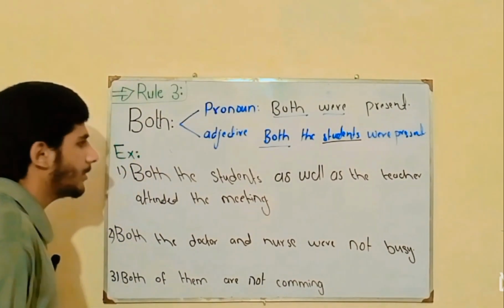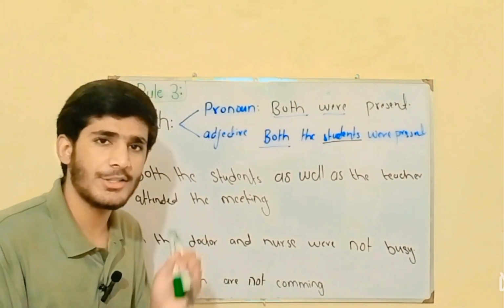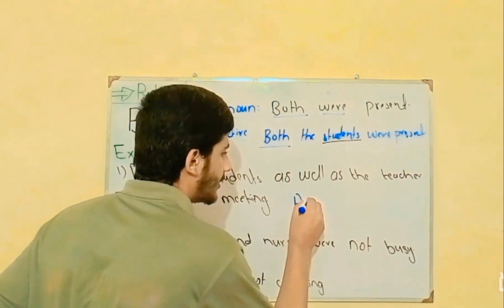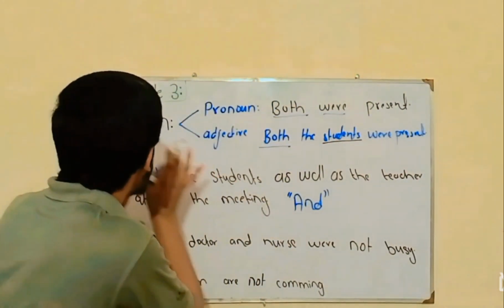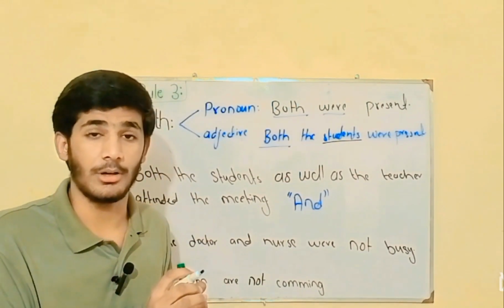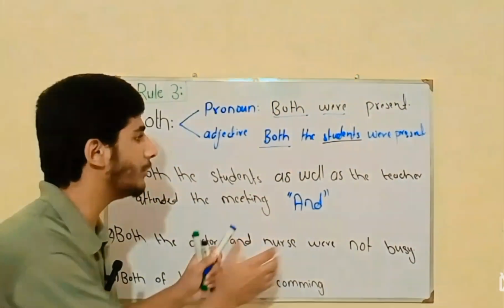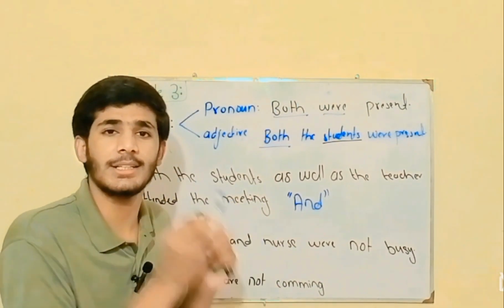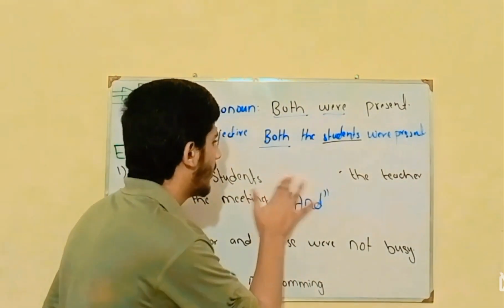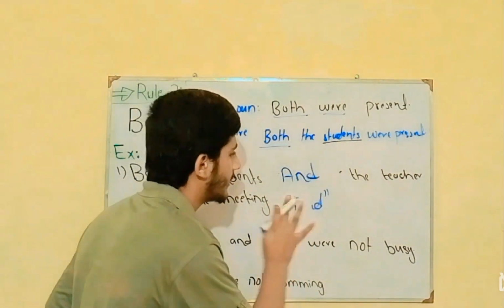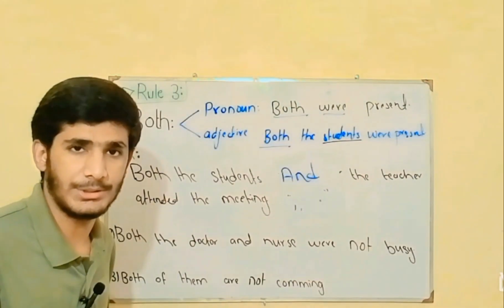First one: both the students as well as the teacher attended the meeting. Just to refresh your memory, as I told you before, and is a conjunction, and it is only used with both. We can use only and with both, not the other conjunctions. But in this sentence we have used as well as, so this sentence is incorrect. Instead of as well as, we can use and. Now this sentence is correct grammatically: both the students and the teacher attended the meeting.